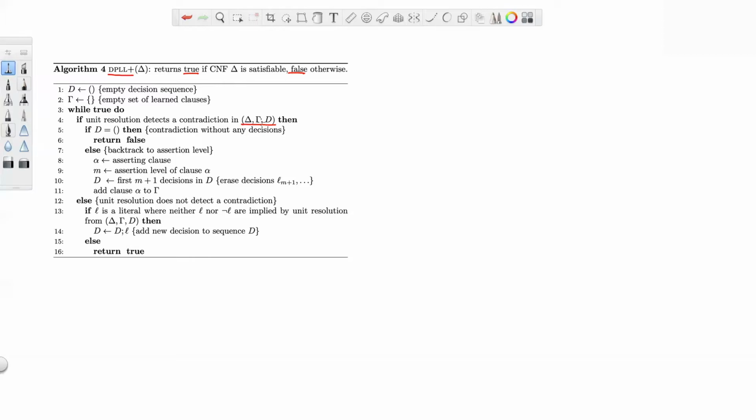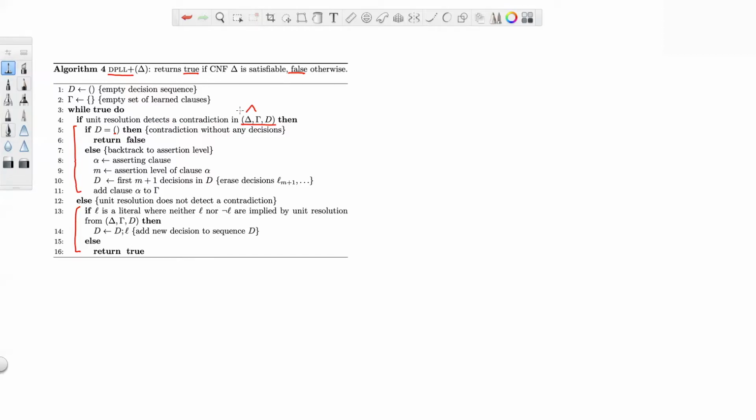The decisions here, you can think of them as unit clauses. So if I say, let's try A equals true and B equals false, these are unit clauses. The decisions together with the learned clauses, together with the original clauses, that's what I do unit resolution on. So we have two cases here: the case where unit resolution finds a contradiction and the case where it does not. If unit resolution detects a contradiction, first we have to see, were there any decisions here? If no decisions, what does that mean? That means the contradiction was found based on the original knowledge base and the learned ones. What does that mean?